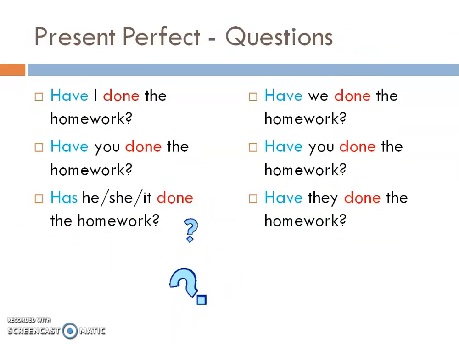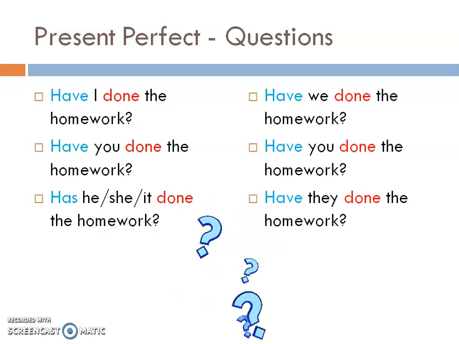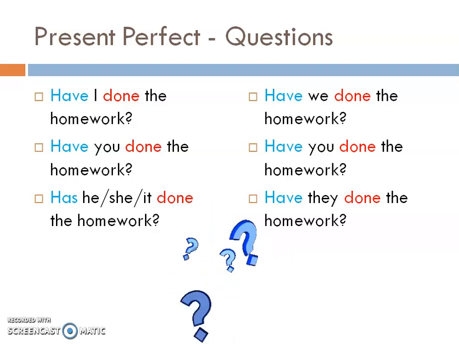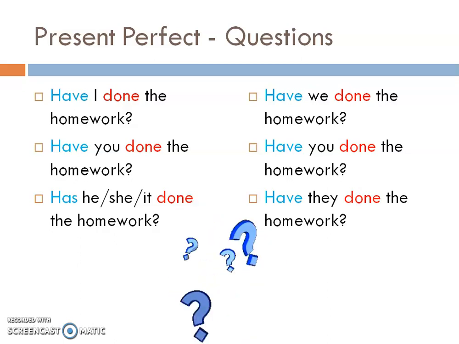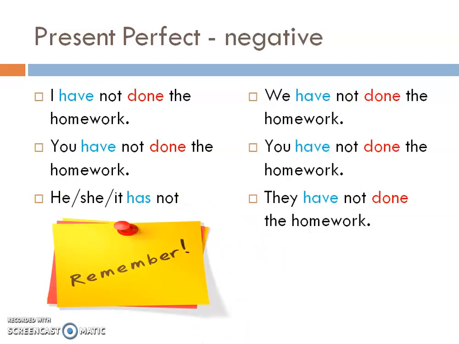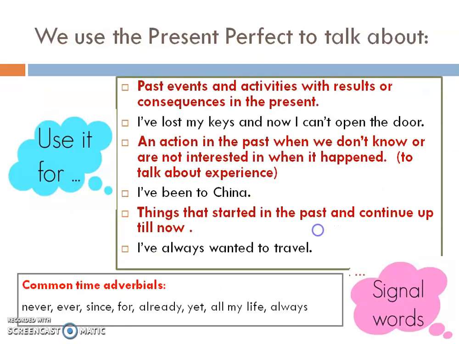The question form of present perfect is also formed by an inversion, by reversing the auxiliary verb have before the subject pronoun. Have I done the homework? Have you done the homework? And the short answers to these questions are yes, I have, or no, I haven't. Let's move now to the negative form, which is also formed with the not in between the auxiliary verb have and the past participle of the main verb.